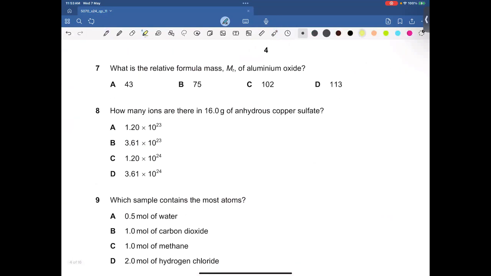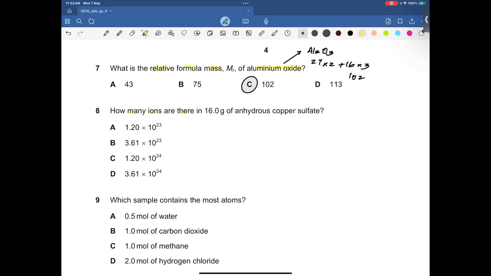Question number 7. What is the relative formula mass of aluminum oxide? So aluminum oxide has a formula of Al2O3. Now aluminum has a mass of 27 multiplied by 2. Oxygen has a mass of 16 multiplied by 3. So 27 multiplied by 2 plus 16 multiplied by 3 is going to be 102. So 102 is the molecular mass. So C is going to be the right answer.